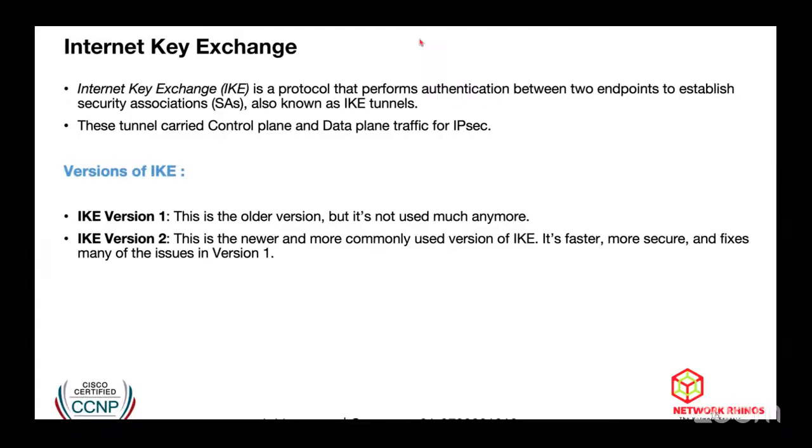So IKE is a protocol that automates the setup of an IPsec tunnel. It handles authentication between two peers, negotiation of security policies, and key exchange for encryption too. Without IKE, you have to do everything manually. In simple words, IKE is like a handshake. Before starting to send data, before starting to secure my communication, it makes sure both routers are trusted ones.